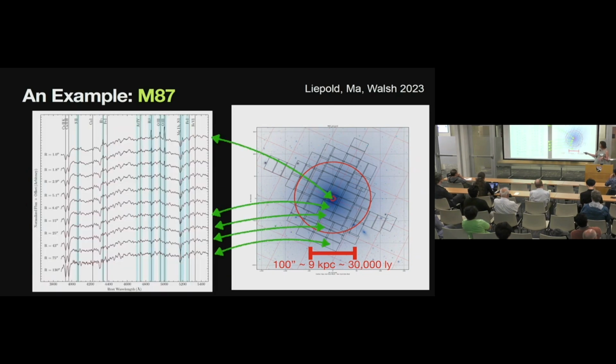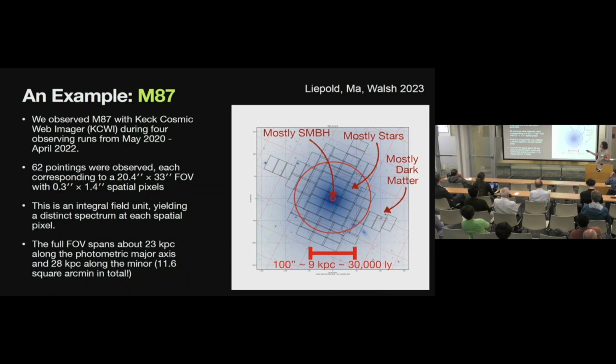This instrument has a fairly small field of view. It's just one of these little rectangles, but we used it in a mosaic sense, building out an incredibly extensive map of the stellar kinematics of this galaxy. So in total, we can extend from this region where the black hole is dominant all the way out to the area where the dark matter halo is dominant.